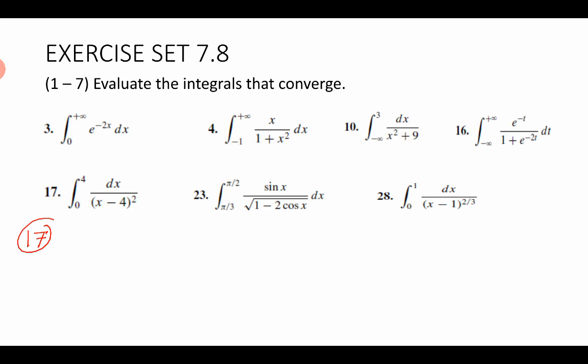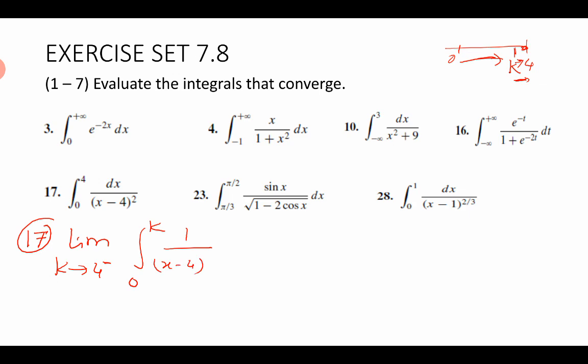So we should remember that we are integrating from 0 to 4. At this 4 the function has a discontinuity. So before 4 we have to take a constant k. So integrate from 0 to k and then take the limit of k to 4, the left limit of this one. K approaches 4 from the left side. So that's what we have to do here. Limit k approaches 4 from the left side, integral 0 to k of 1 over (x minus 4) whole square dx.